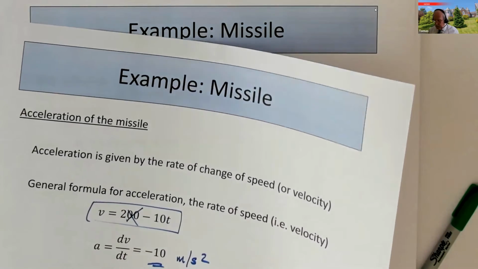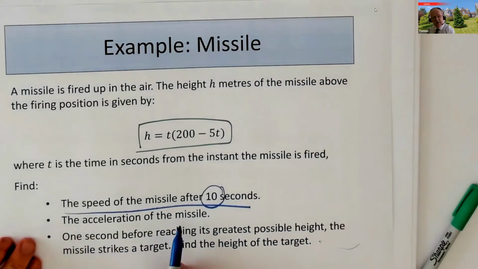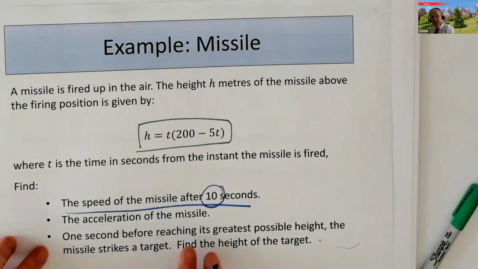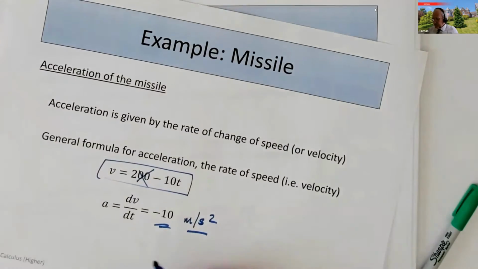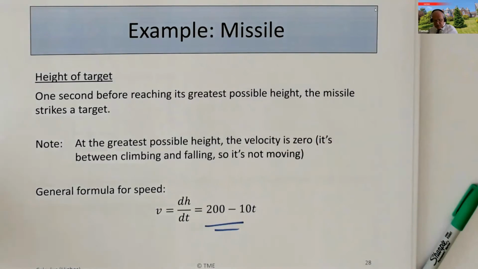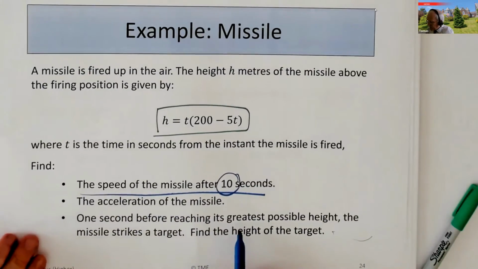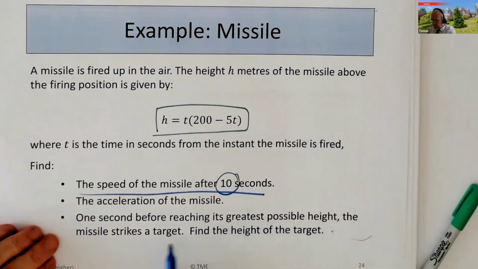Okay, and what was the question? Find the acceleration. It didn't say find the acceleration at a certain time. I don't have to plug in t. Well, there's no t there anyway, so that's fine. The next question is, 1 second before reaching its greatest possible height, the missile strikes the target. Find the height of the target.